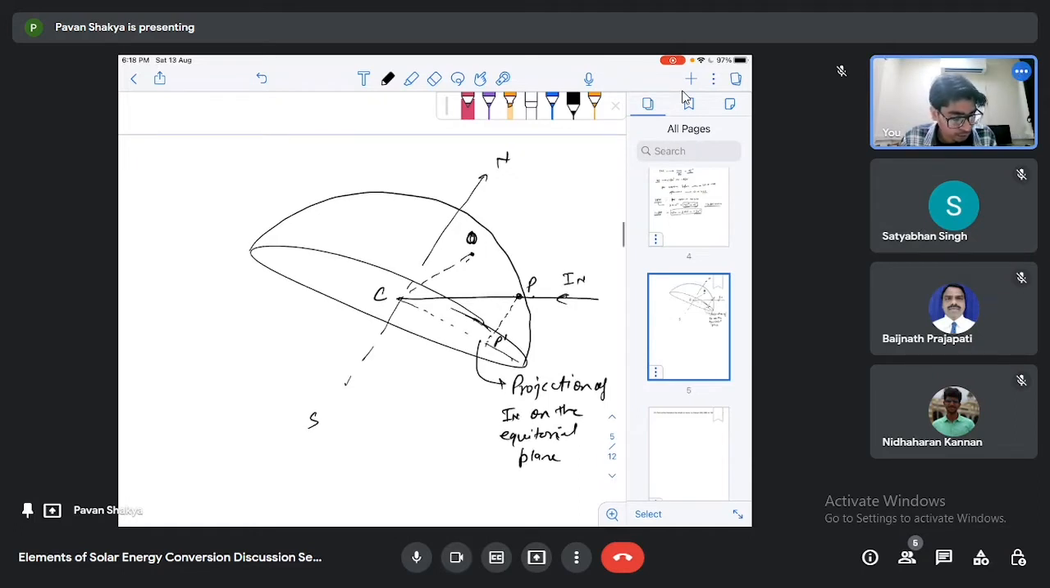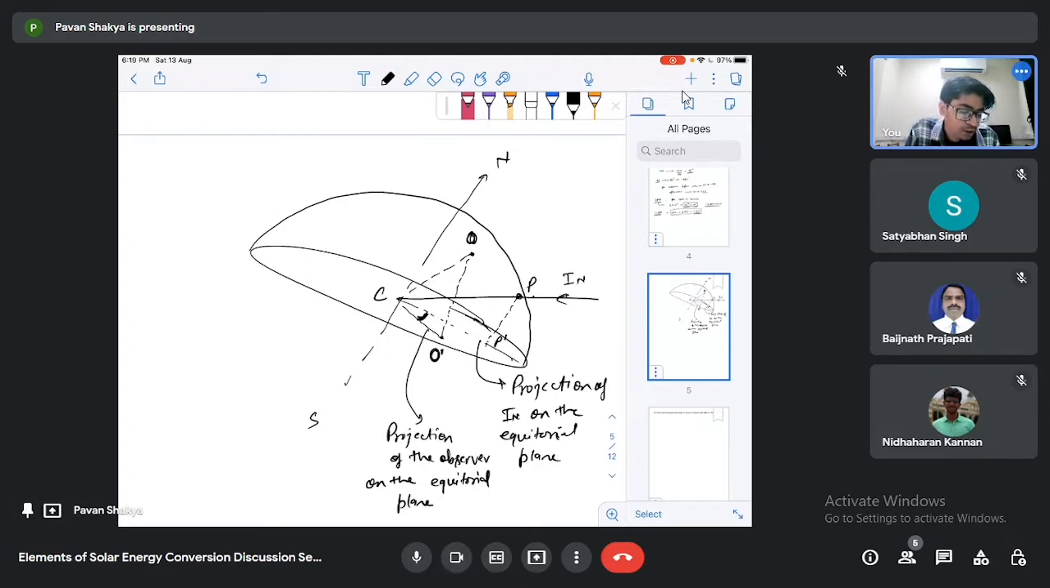Similarly, we can draw the projection of this observer location. Suppose it is O dash. So this is the projection of the observer on the equatorial plane. Then we can say that there is an angle between these projections on the equatorial plane. So this is nothing but our hour angle.